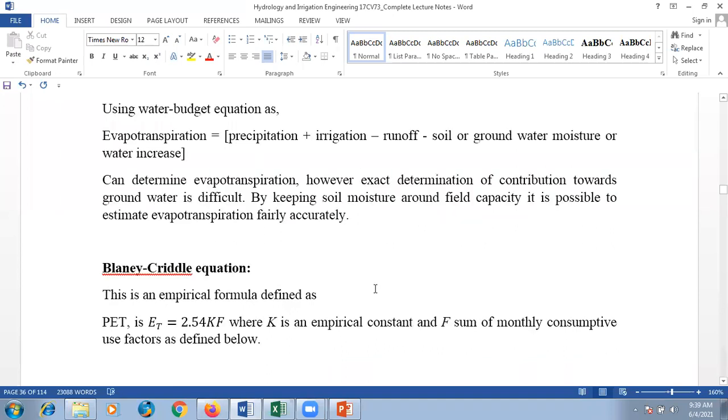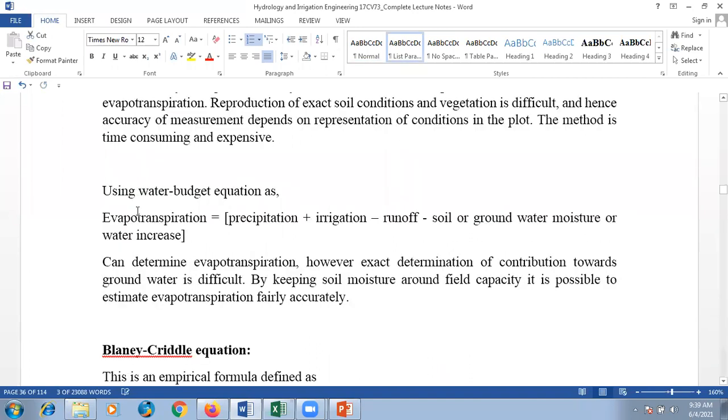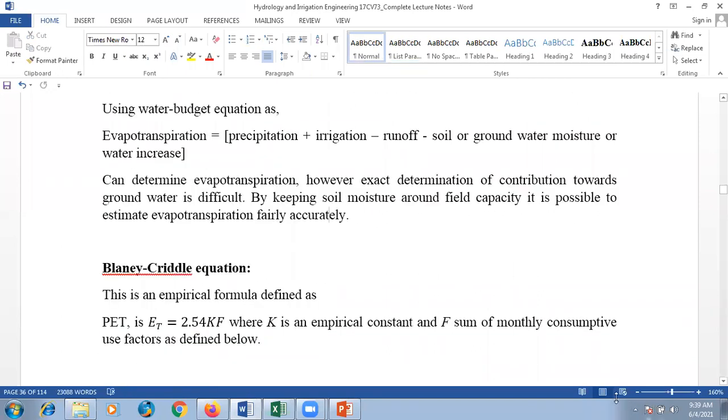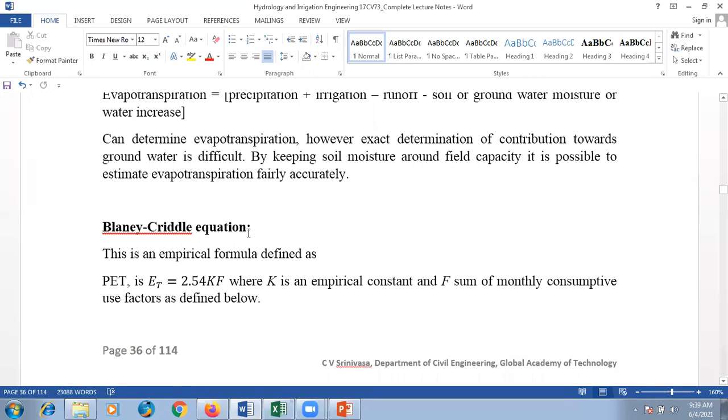So that is how we are going to measure the value of evapotranspiration. The first method is method of lysimeter. The second is by field plots, so using the water budget equation. And then there is also another method by which we can measure this evapotranspiration, which takes the name Blaney-Criddle, the name of the irrigation engineers who arrived at this equation, because of which it is known as Blaney-Criddle equation.